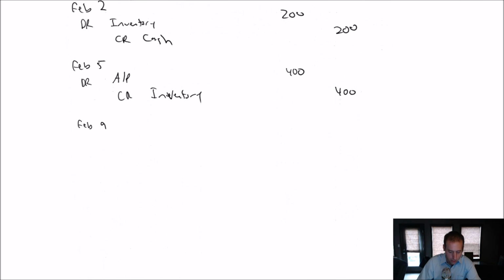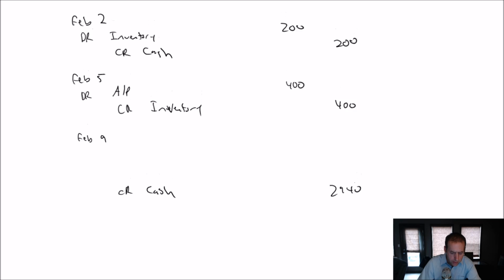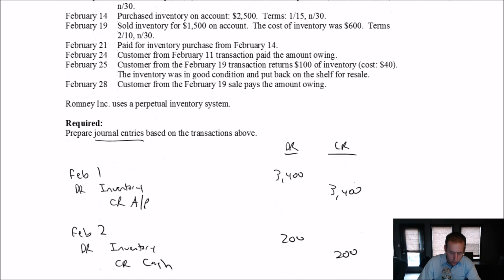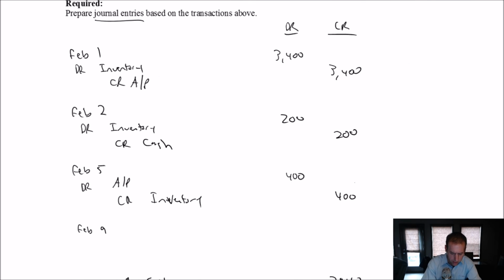So, credit cash, $29.40. Now, I owe these guys, and just looking at my AP, if I look at these transactions, I owe them $3,400 there. $3,400, let me just highlight. $3,400 based on the February 1st transaction, and I reduced that by $400 based on the February 5th. Those are the only two journal entries that hit my accounts payable.